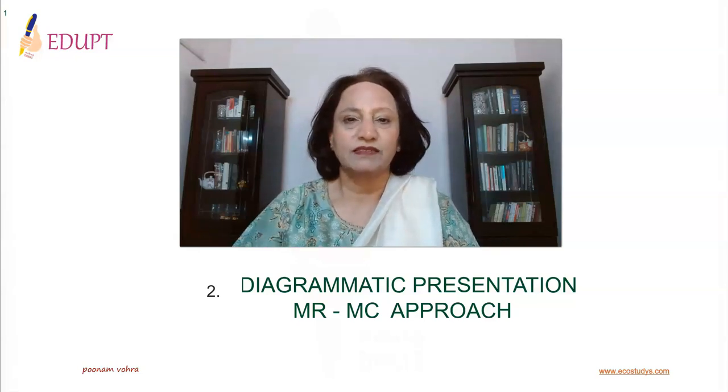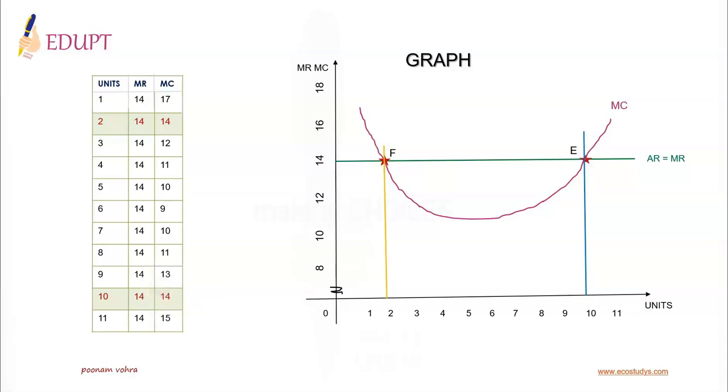So let's begin. In order to understand the producer's equilibrium diagrammatically, let's continue further with the same numerical example to make a graph. In the previous example, we had taken units produced and sold, which vary from 1 unit till 11 units. Marginal revenue, which is the same as price and the same as average revenue, remains constant and is 14 at each level of output produced and sold.